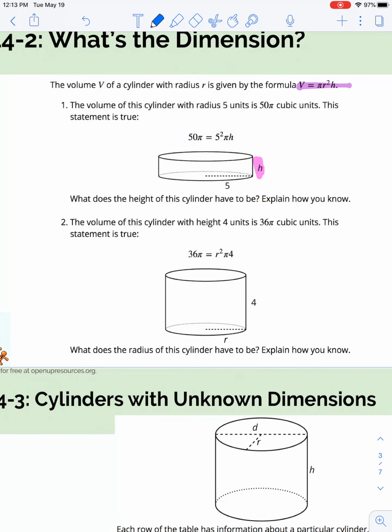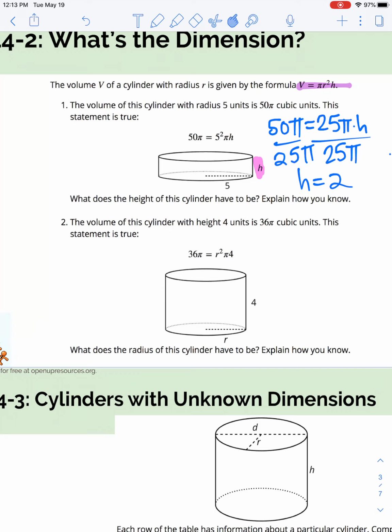So we can go 50 pi equals 25 times pi times h. So right away, because 5 squared is 25, divide by 25 pi, divide by 25 pi, and then if you just ignore the pi symbol, don't worry about it, 25 goes into 50 two times, right? So h equals 2. Hope that made sense.